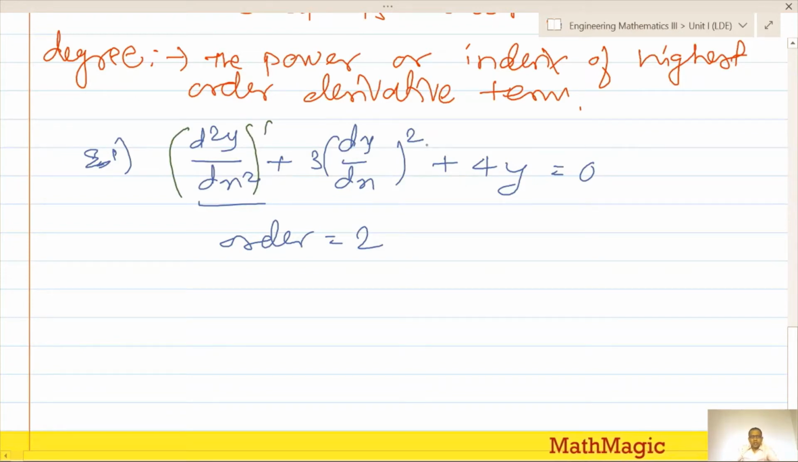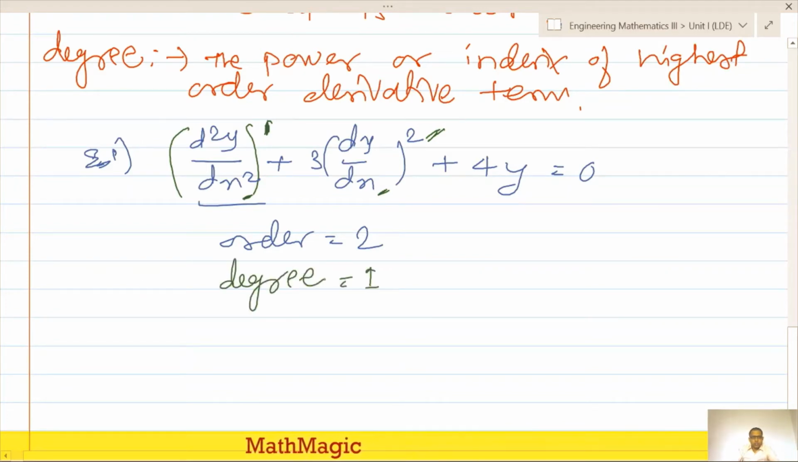Here the power is 2, but this is not the highest order derivative term in the equation. This is the highest order derivative term, and its power is 1, and therefore the degree of the equation is simply 1 here. Got it? In this way we can decide the order and degree of the differential equation.